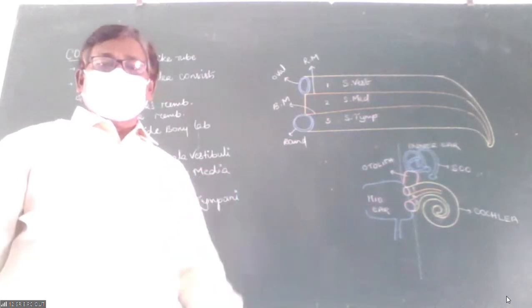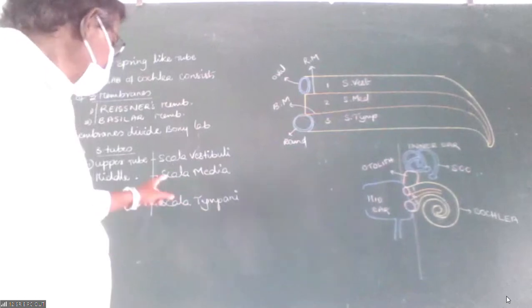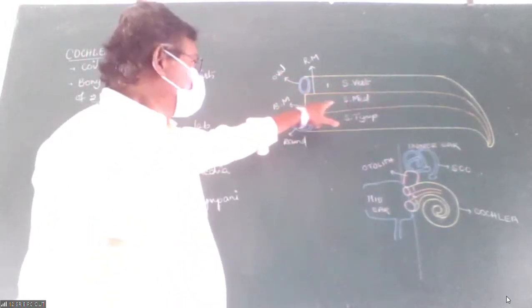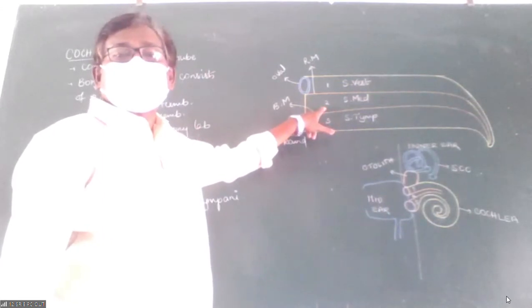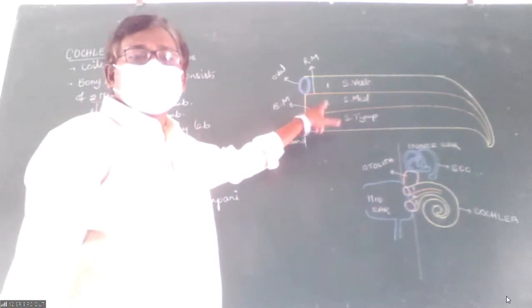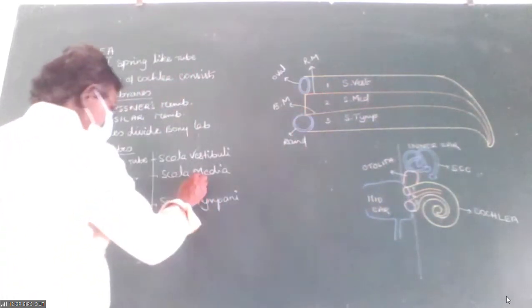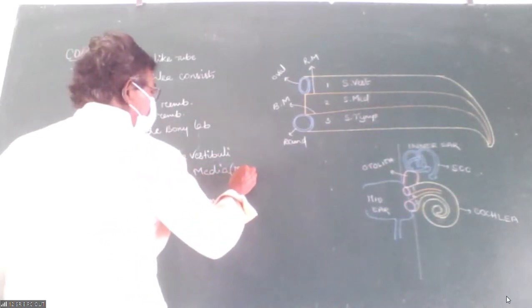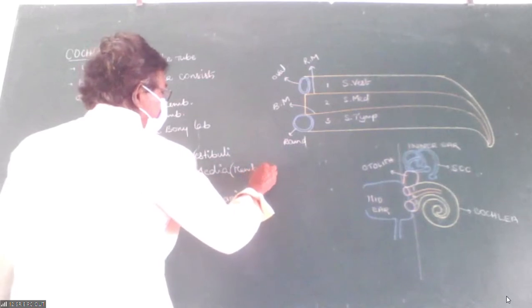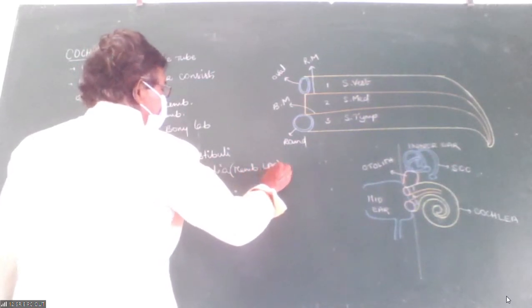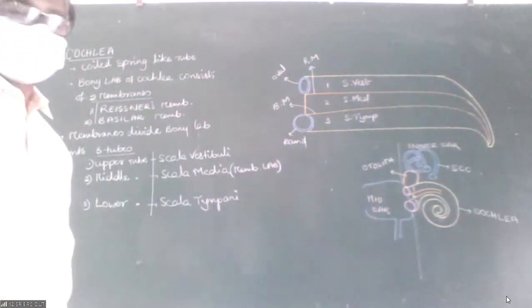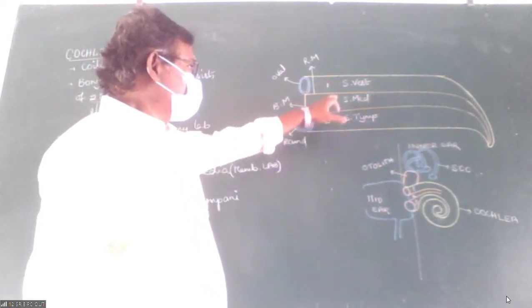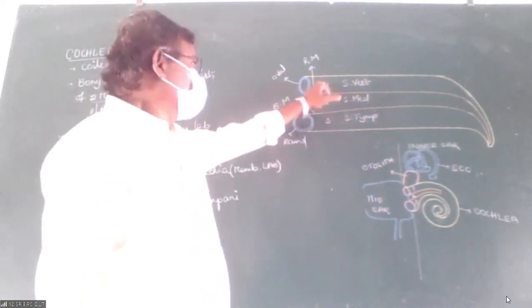Out of them, the scala media is the only membranous part of the labyrinth. Therefore, the scala media is also called the membranous labyrinth of the cochlea. That means this part is bony labyrinth, this part is bony labyrinth, and this is membranous labyrinth.